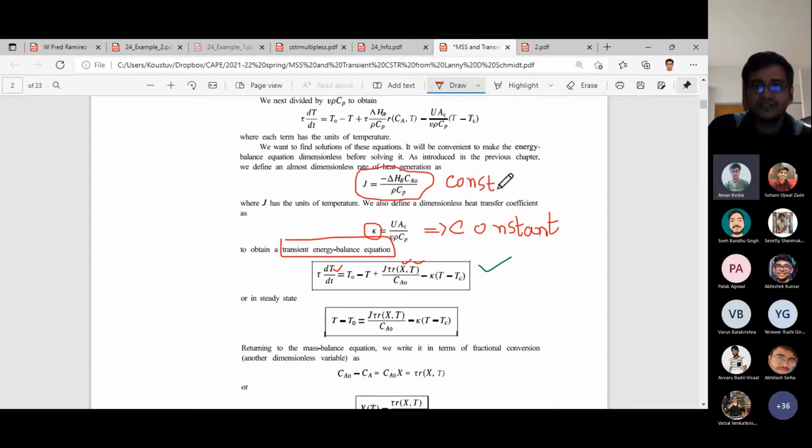So our resulting equation, the resulting energy balance equation, now looks like this. Tau dT/dt equals this difference in temperature plus J tau times the rate of reaction, which is a function of conversion and temperature. In the non-isothermal case that we usually consider, the rate is a function of temperature. Here we have considered the non-isothermal case, so this is the nature of this expression and this is the resulting equation.